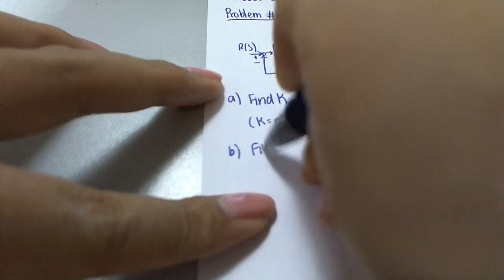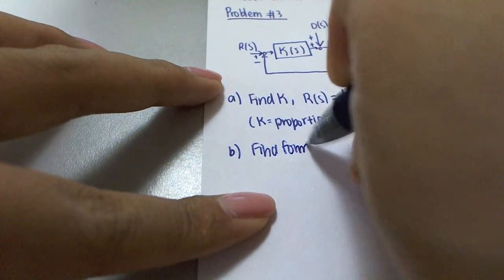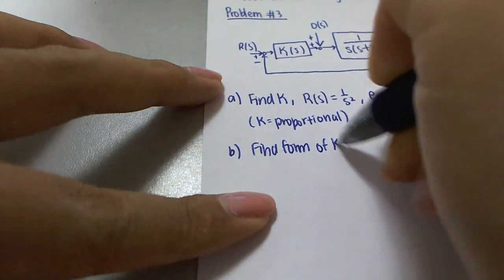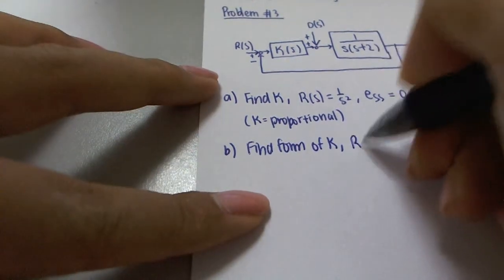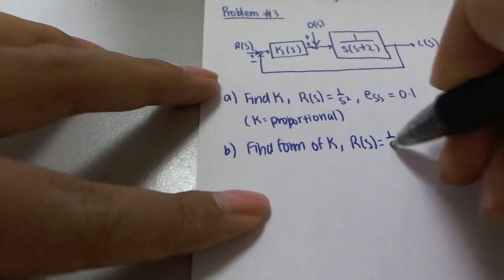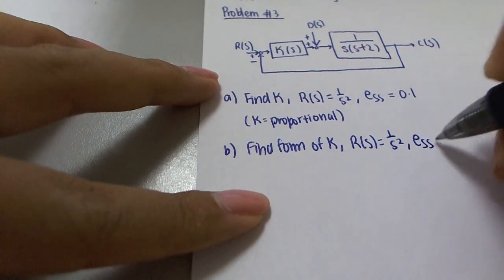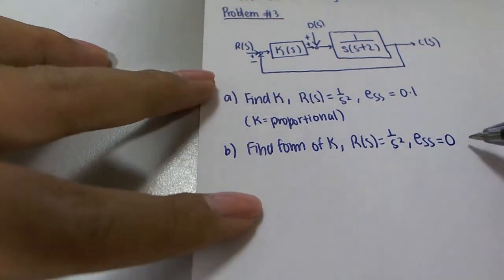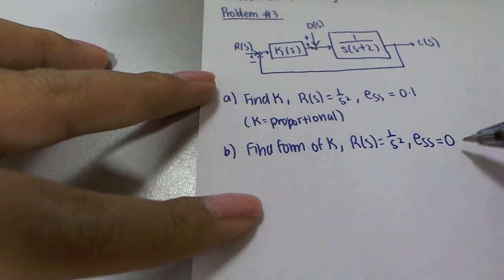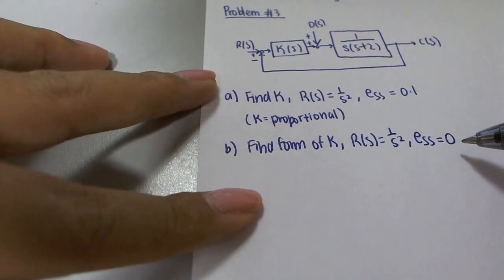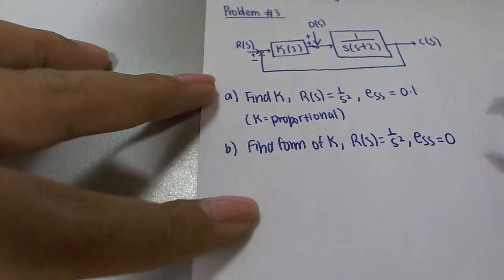And the second part is that find the form of K such that given a reference input of a unit ramp, we have steady state error equals to 0. So basically here we have to find whether K is a proportional, integral, or differential controller.